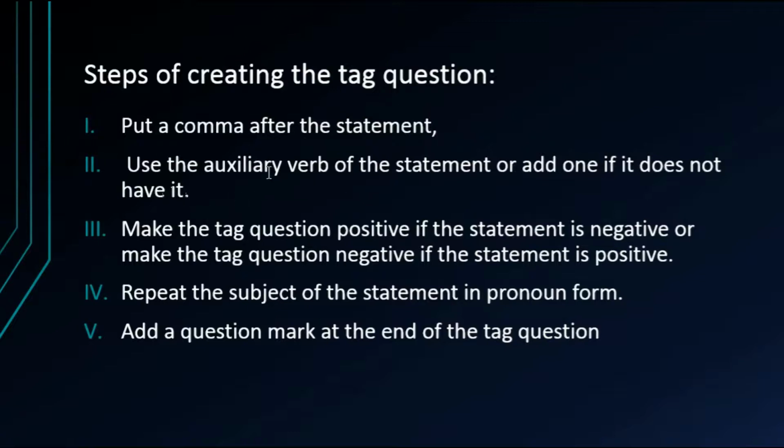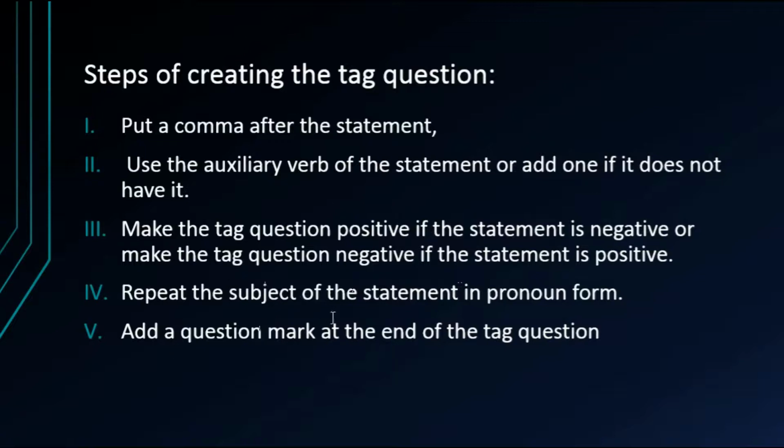Then you use the auxiliary verb of the statement, okay? The statement should have an auxiliary verb. If it has it, you add that to your tag question. If it doesn't have it, you borrow one, okay? We'll talk about how you do it if there is no one, okay? Then make the tag question positive if the statement is negative, or make the tag question negative if the statement is positive, okay? How do you make it negative? You add not to it, okay?